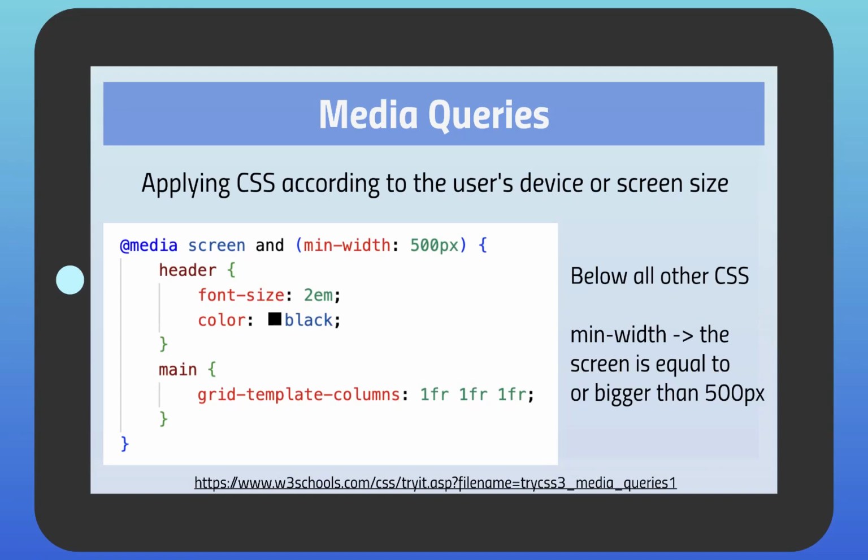This media query is placed beneath all other CSS rules in the style sheet. It sets a condition using the @media screen and (min-width: 500px), meaning that if the screen width is 500 pixels or wider, the styles inside the curly braces will be applied. In this case, only if the screen is 500 pixels or wider will the header element display with a larger font size of 2em and a black font color, and the main element will switch to a 3-column grid layout using the grid-template-columns.